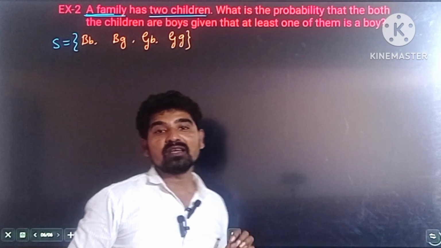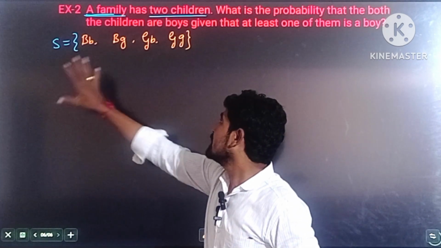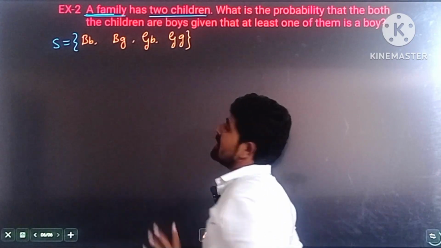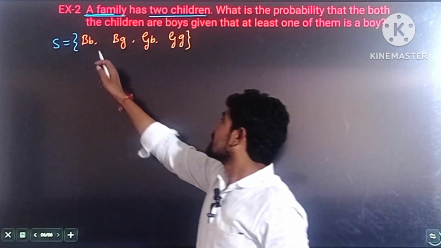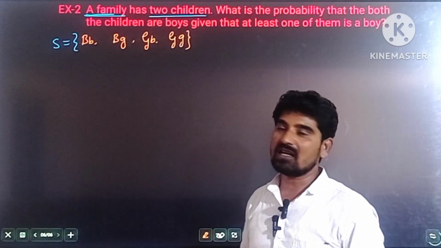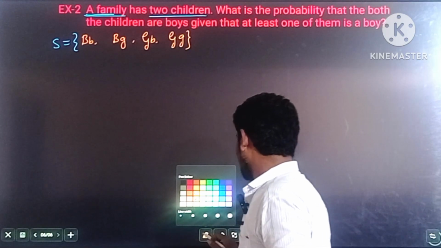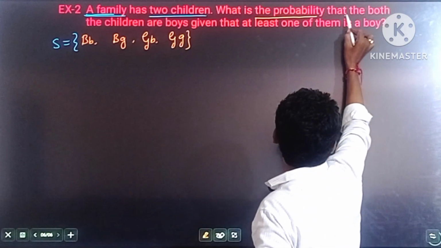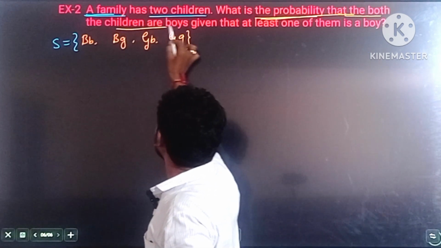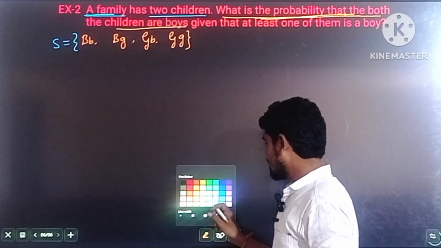So these are the possibilities for the two children in the family. It may be both are boys, or both are girls, or one is a boy and the other a girl. Here capital B stands for elder boy, small b stands for younger boy, and capital G stands for elder girl, and small g stands for younger girl. In this question, what is the probability that both the children are boys?